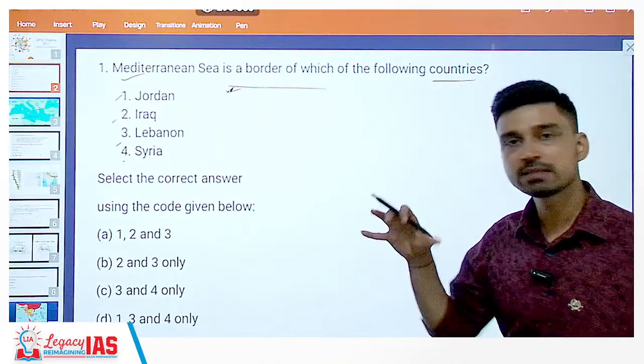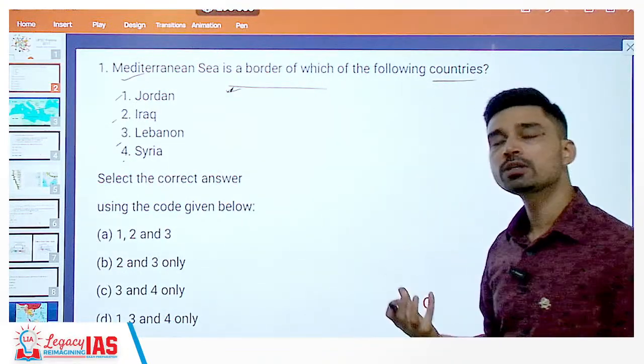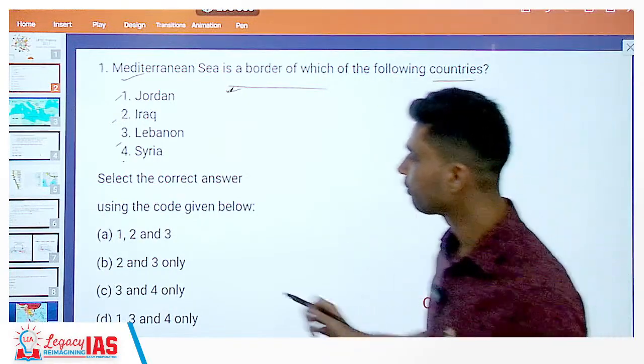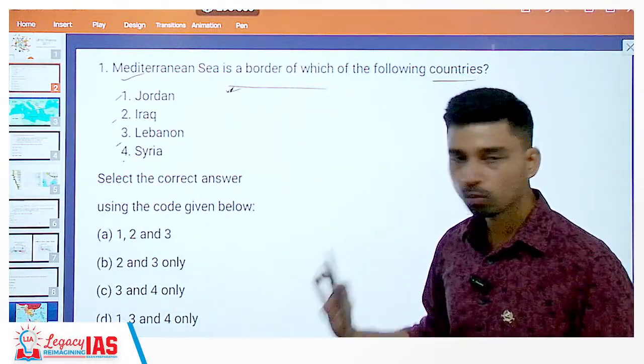Last year in 2016 a similar kind of question was asked, but the question was which of these does not have a border. So that is the change that you see here. The options are 1, 2, 3, 2 and 3, 3 and 4, 1, 3 and 4.